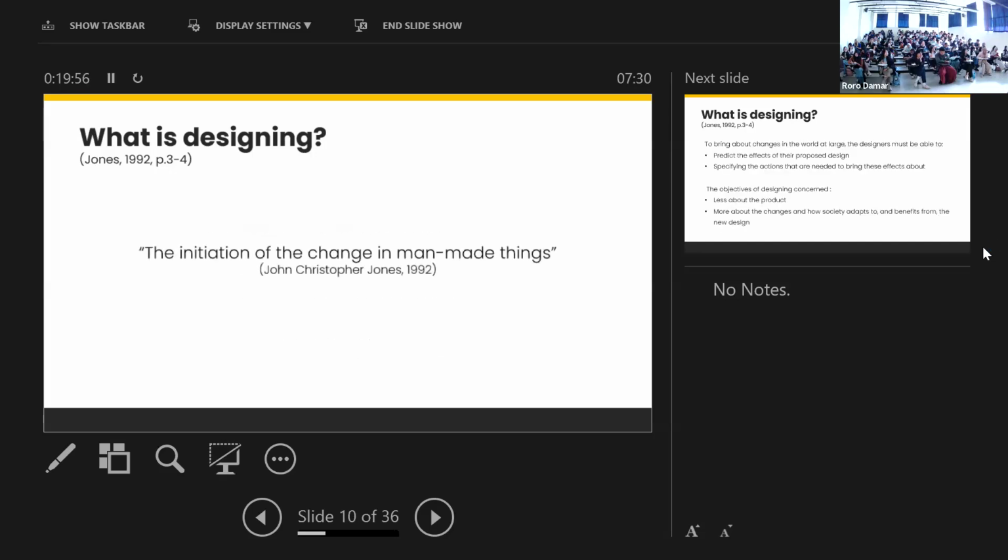So this is probably something simple enough and applicable in architecture: the initiation of change in man-made things. If we design architecture, we initiate a change in the man-made thing, or what we call the built environment, because the area of what we do is the built environment.